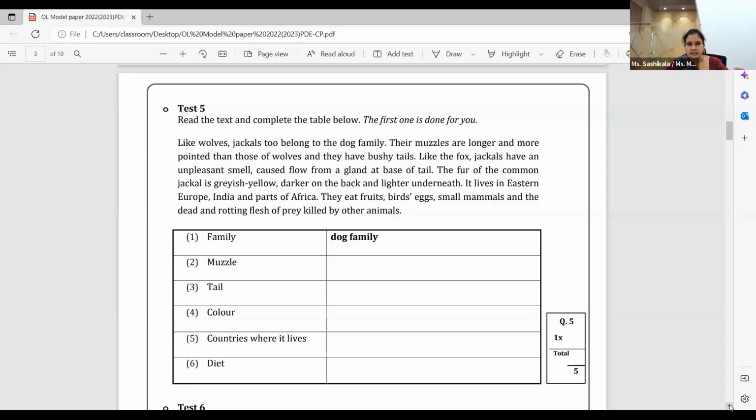And muzzle. Where do you find that word, muzzle? In the second sentence. It says, their muzzles are longer and more pointed than those of wolves. So the answer is there, children. Muzzle, you have to write longer and more pointed. It's better if you can add "than those of wolves" as well. So the answer should be longer and more pointed than those of wolves.